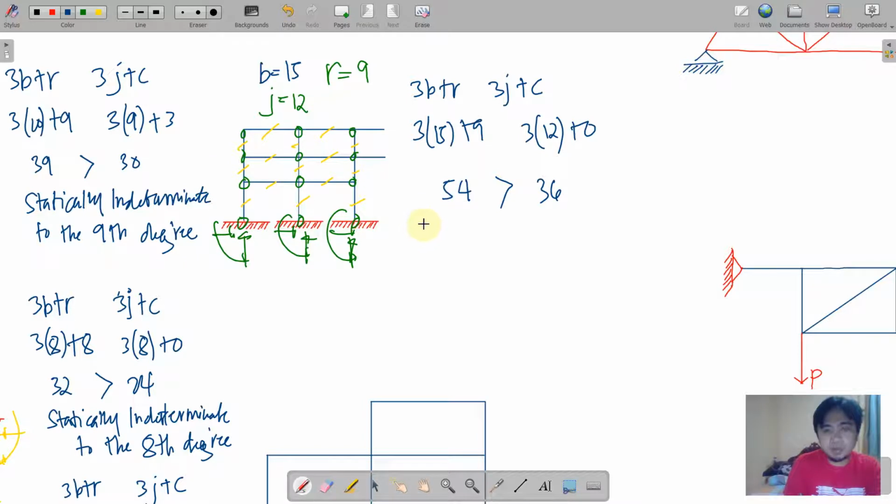So therefore, this is statically indeterminate to the 18th degree. Okay.